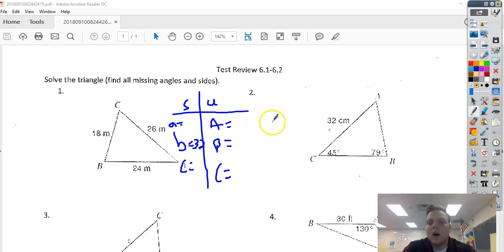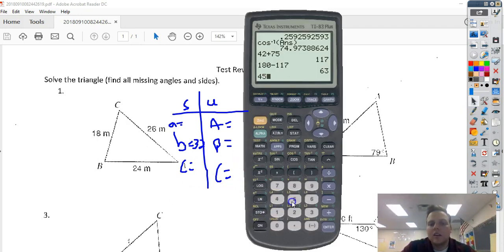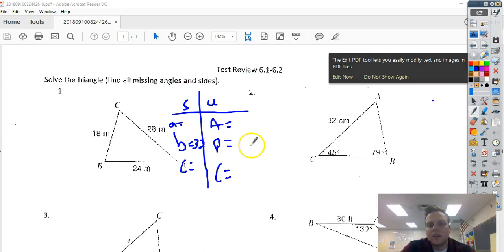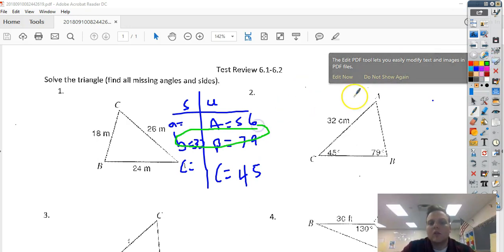Big A, oh, I can find that pretty easily by adding 45 and 79 together and subtracting the sum of those two from 180. So I press enter and I get 56. I know that. I don't need a calculator to finish that for me. So I know that angle A is 56, angle B is 79, and angle C is 45. Okay, so then you should notice, aha, I have a pair of opposites. So I can use law of sines.